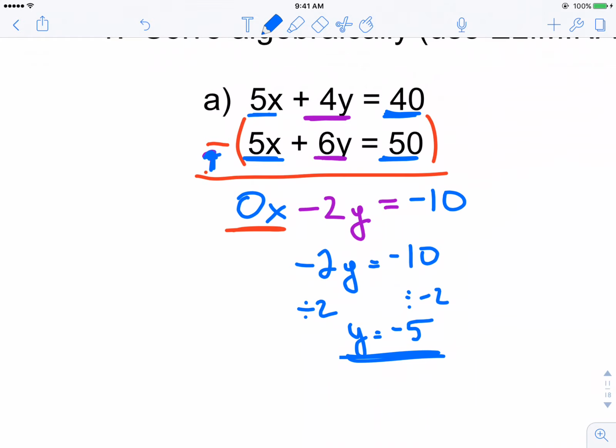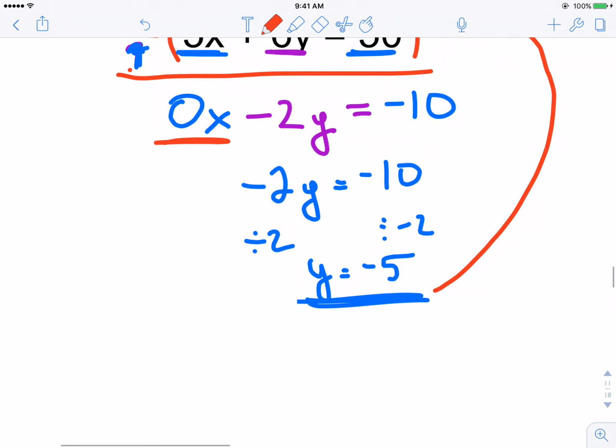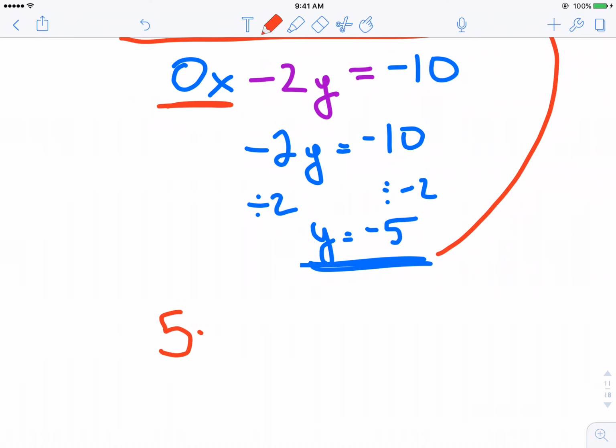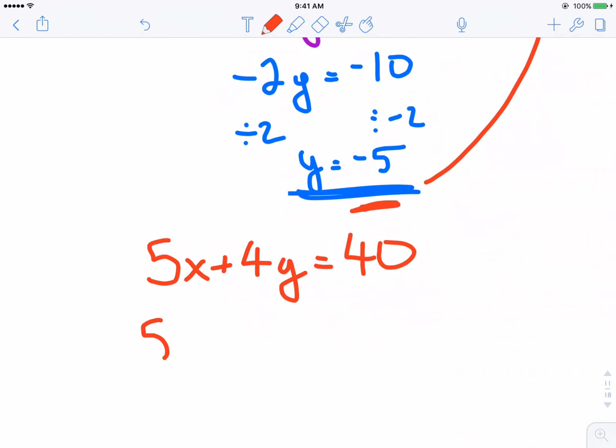I'm going to take that value for y and I'm going to substitute it back into either one of these two equations. It doesn't matter which one, pick one. I generally try and pick the easier or simpler one to work with, but in this case they both look very similar. So I'll take the top one. 5x plus 4y is equal to 40. And I put this minus 5 in for y. 5x plus 4 times minus 5 is equal to 40.